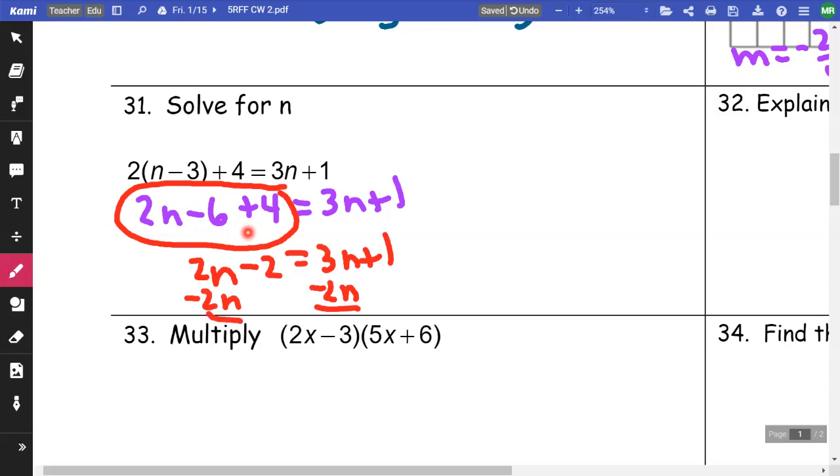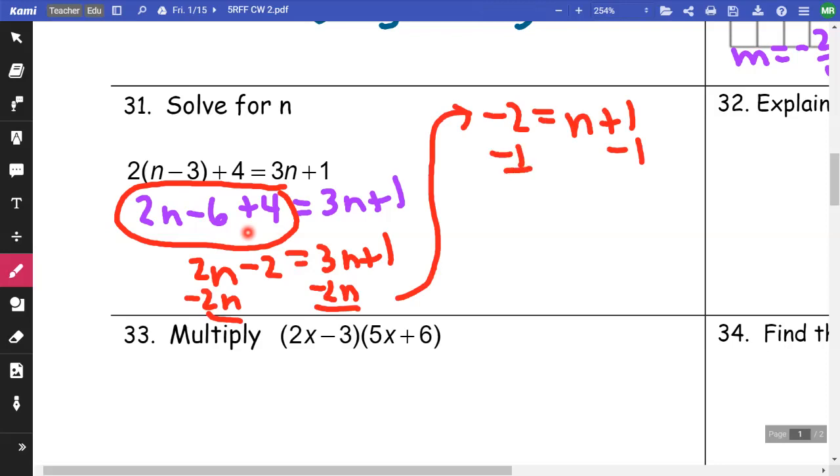And when I do, I'm going to get -2 equals n plus 1. I'm going to subtract 1 from both sides, and I get -3 is equal to n. And that's your answer. Okay, so again, I ran out of room here, so I had -2 here, this became an n, and then my +1.